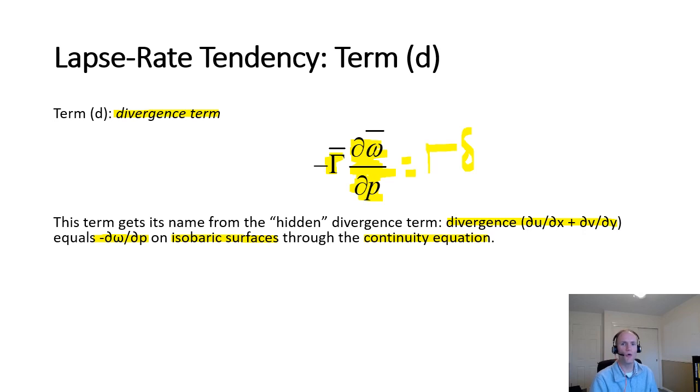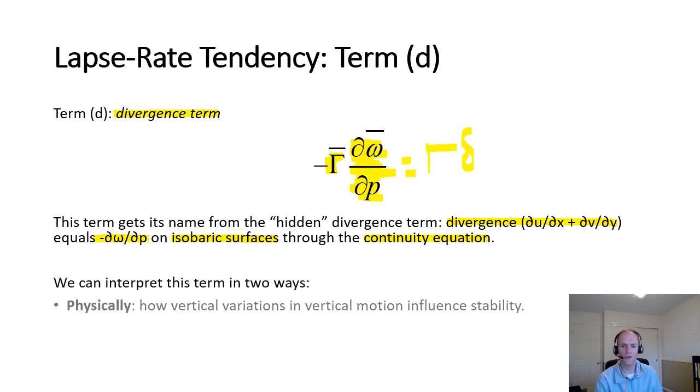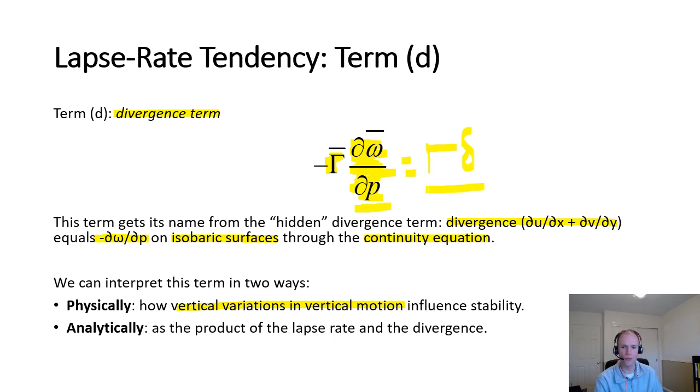But that doesn't tell us a whole lot about how divergence itself can lead to a stronger or weaker lapse rate. It's a horizontal motion, so how would divergence that's spreading away from somewhere necessarily strengthen or weaken the inversion there? Or if the wind is coming together, how would that necessarily strengthen or weaken the inversion there? And so we'll look at this term physically first by looking at the vertical variations in vertical motion, the actual formulation of the term that we have here. But then we can look at it analytically as that product of the lapse rate and the divergence that we have there as well.